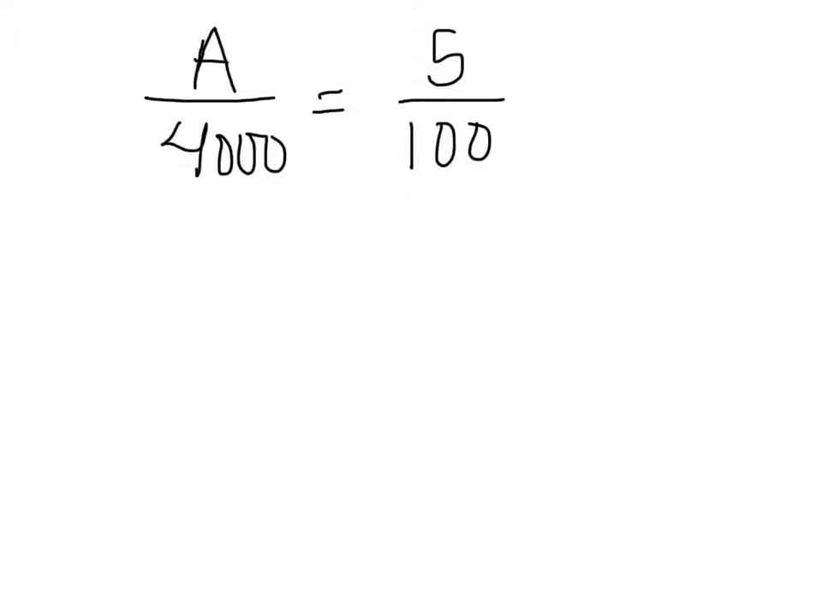First we have to find his salary increase. That's going to be the A. We don't know that. And the original amount is $4,000. And the percent is 5%. So that would be 5 over 100. So we're going to cross multiply and divide. 5 times 4,000 is 20,000.